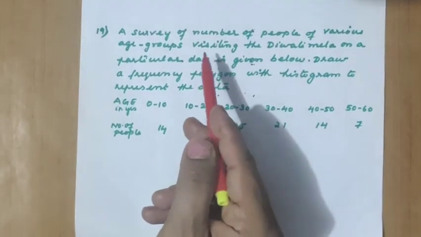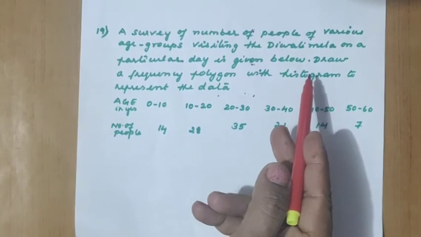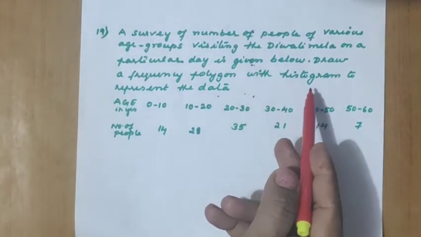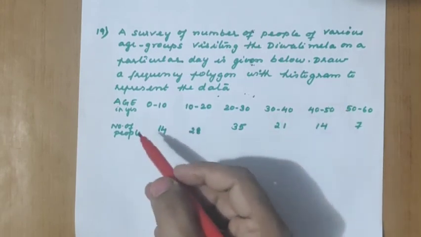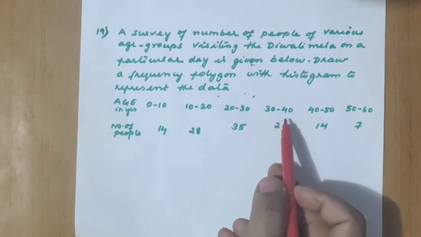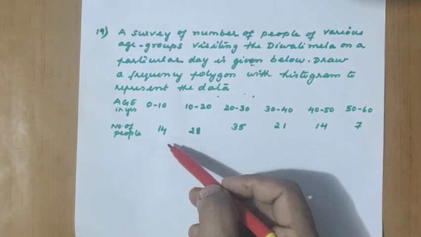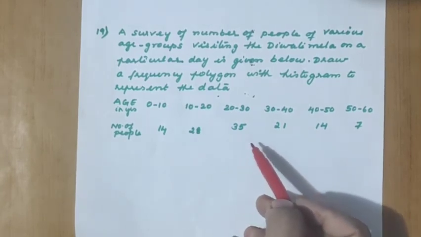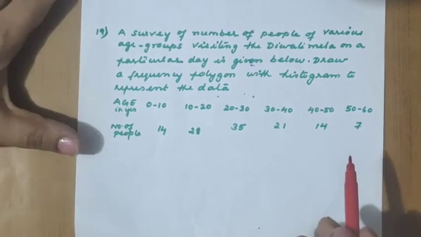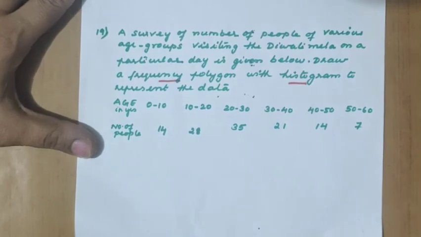19th one. A survey of number of people of various age groups visiting Diwali Mela on a particular day is given below. Draw a frequency polygon with a histogram to represent the data. Age in years, number of people: 0 to 10, 10 to 20, 20 to 30, 30 to 40, 40 to 50 and 50 to 60. Corresponding number of people are 14, 28, 35, 21, 14, 7. So we have to do a frequency polygon and a histogram to represent the data.